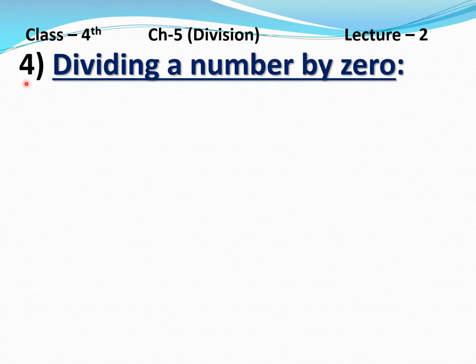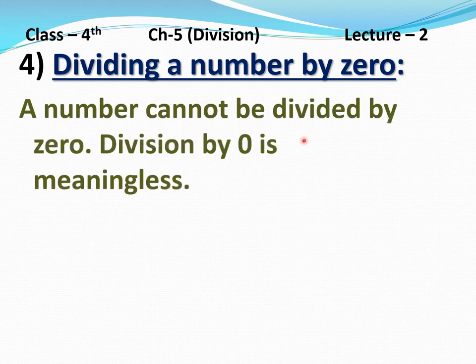Now, fourth property, dividing a number by 0. A number cannot be divided by 0. Division by 0 is meaningless. Means if the divisor is 0, then we cannot divide that number. Clear? A number cannot be divided by 0. Division by 0 is meaningless. Clear?